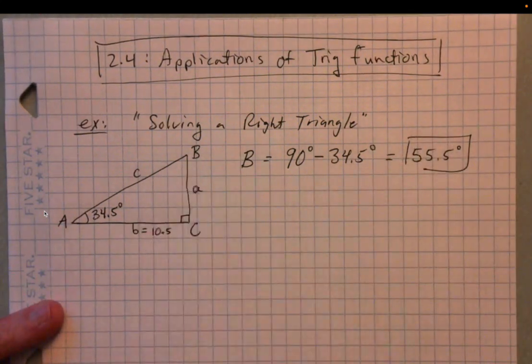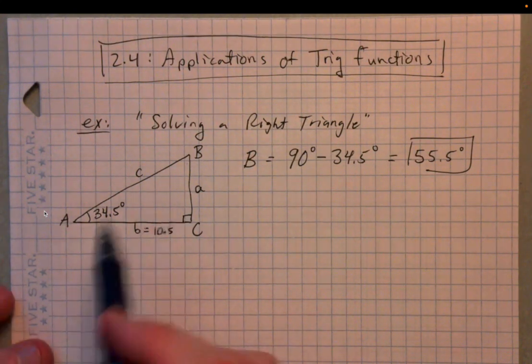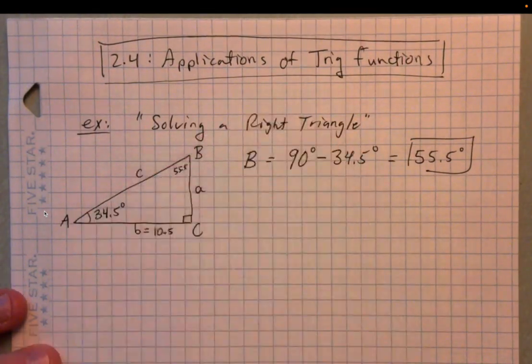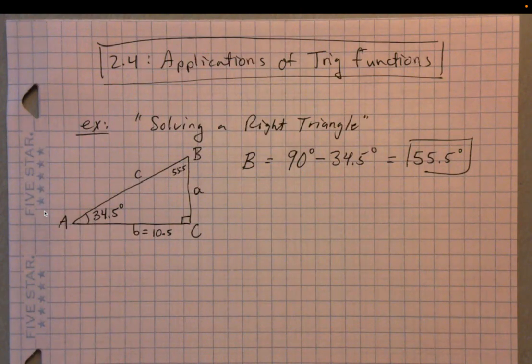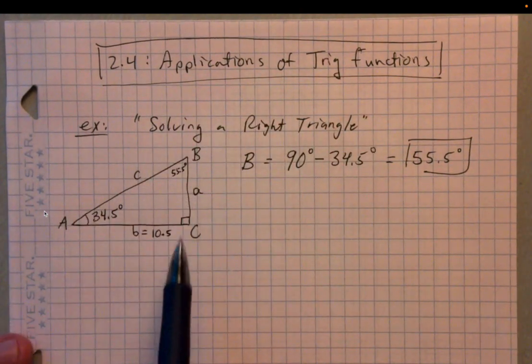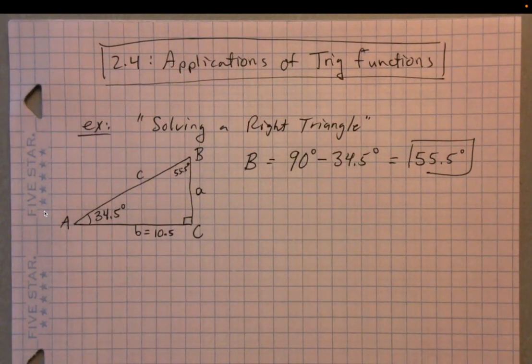Now I know this angle, so I've got angle B. It's just a simple subtraction. So I've got all three angles. I'll put that information on there just so we know what we've got. What I want to do next is solve the sides. I only have one of the sides, so I can't use the Pythagorean theorem. If I had two sides, I could. But since I only have one, I'm going to have to use the trigonometry.